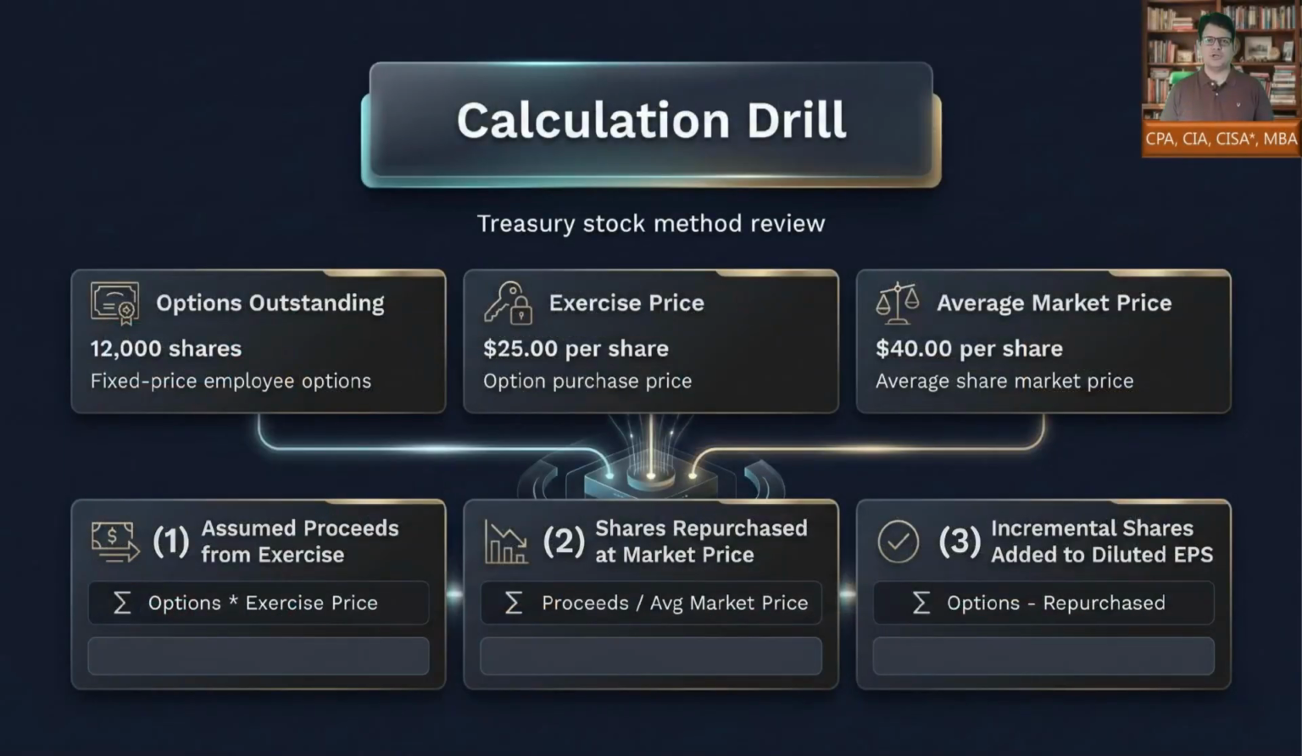Now we review the treasury stock method with a calculation drill. There are 12,000 options outstanding. The exercise price is $25 and the average market price is $40. Before moving to the answer, calculate three things: assumed proceeds, shares repurchased, and incremental shares. This is the same sequence from video 5. Issue, repurchase, add only the net.